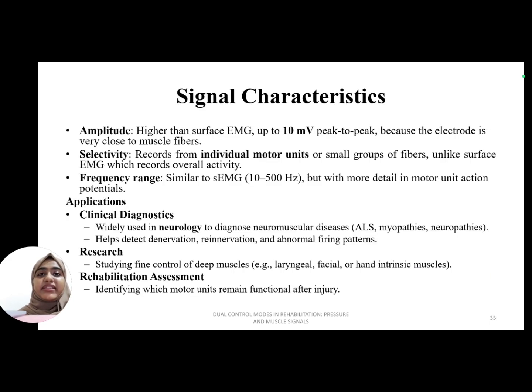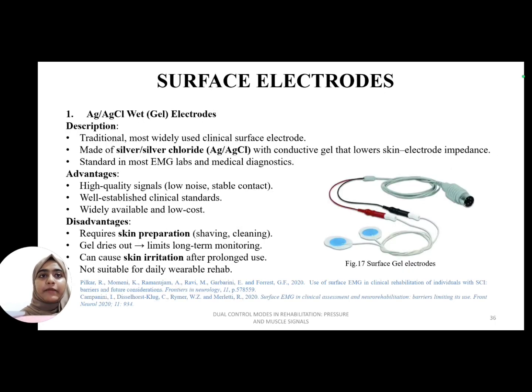Next are some of the signal characteristics of the muscle signal acquired using needle electrodes. The amplitude is higher than surface EMG, and the sensitivity records from individual motor units or small groups of fibers, unlike surface EMG which records overall activity. The frequency range is similar to surface EMG itself. The applications include clinical diagnostics, and it also helps in research and rehabilitation assessment.